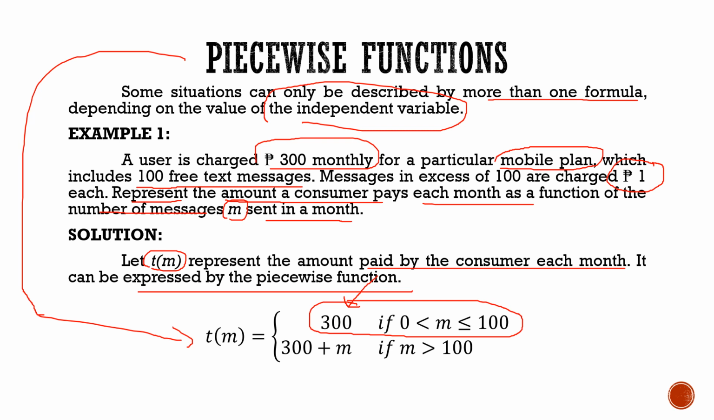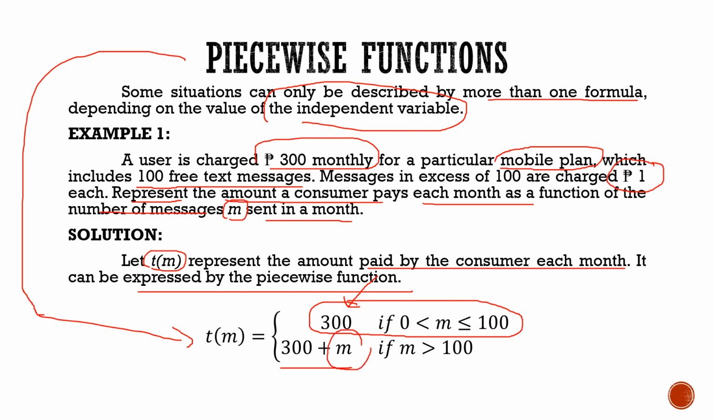Now, what if the user goes beyond his or her pre-text messages? What if he uses 200, 300 text messages a month? What will be the function that will represent the excess to his or her pre-text messages using the mobile plan? So we simply use 300 plus M because M will represent the number, no?